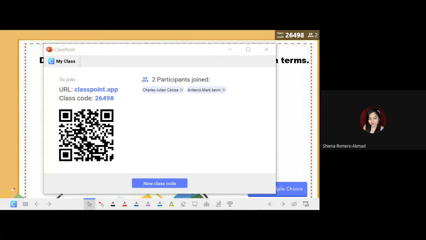Ayan. So, meron na tayong dalawang participants. We have Charles Julian Siniza and Aritanyo Mark Kevin. How about the others? Nasaan na po kayo? We are still waiting for you. We have Pia Maria Gabriel. Ang haba ng pangalan. Nakakatawa yung pangalan, no? Ang haba at ang ganda. Lapez Marcus Jared. Ano ba yung pronunciation nito? Panagiton? Next, we have John Alexis Fajardo. Yan, meron tayong 5 participants.